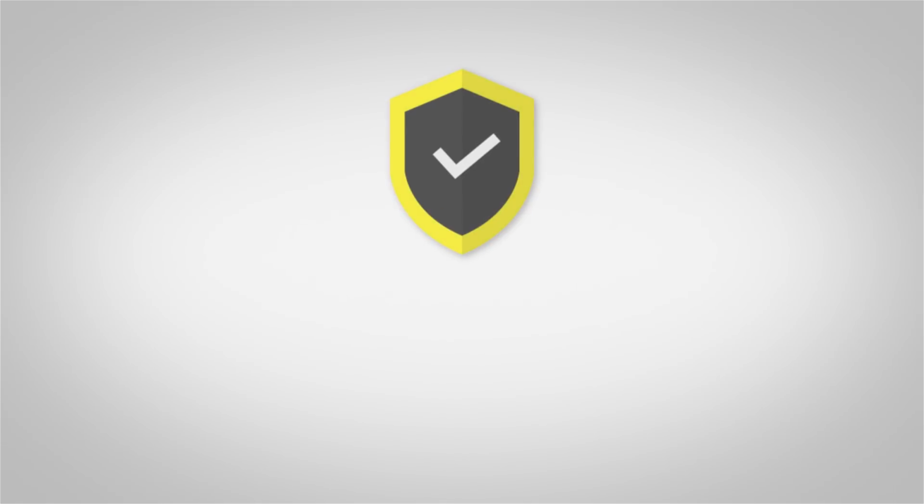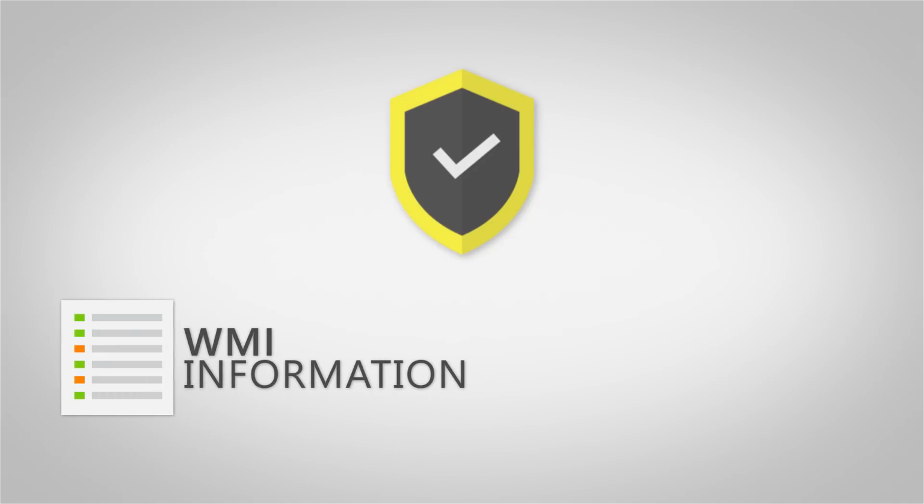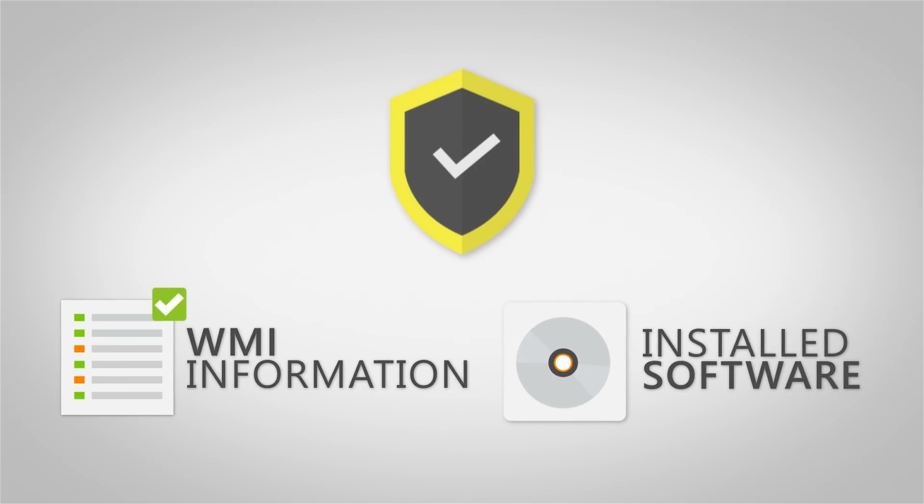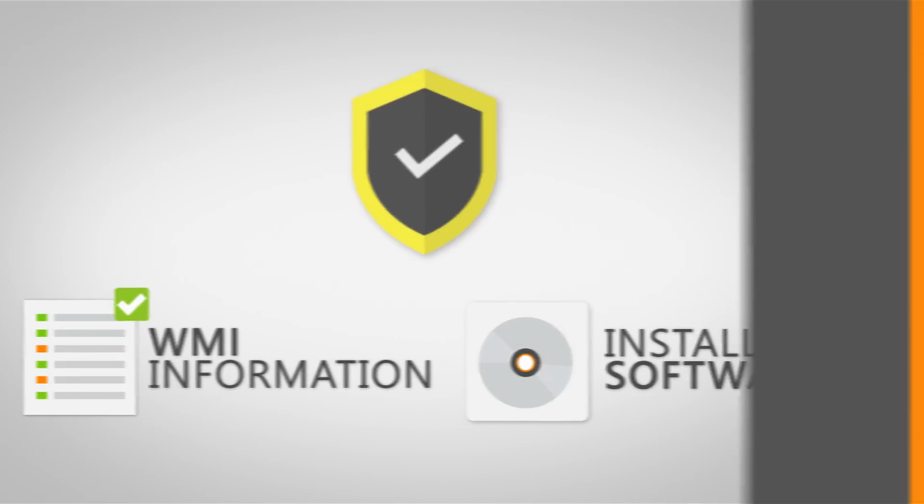Lansweeper pulls the most detailed antivirus information from WMI. This method will find out if the antivirus is enabled and if it is up to date. Lansweeper also looks at all installed software on a computer and checks if it contains known antivirus software.